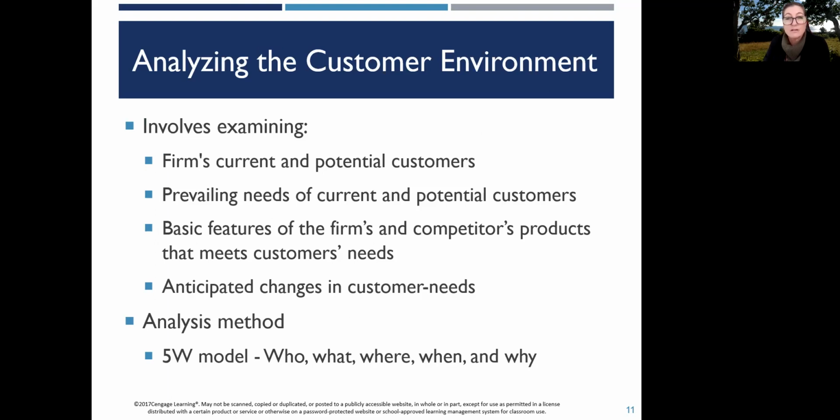Okay, so let's move on to analysing the customer environment in a little bit more detail now. Analysing the customer environment involves identifying the current and potential customers, and identifying the needs of those current and potential customers. It looks at how the competition of the organisation meets those customers' needs, and how these customer needs are changing. Can we anticipate what our product needs to deliver in terms of customer needs down track?